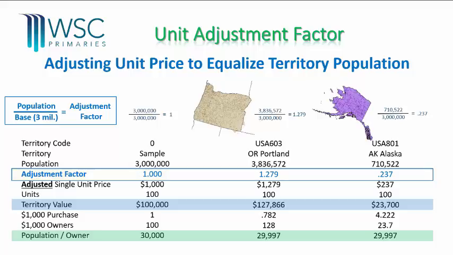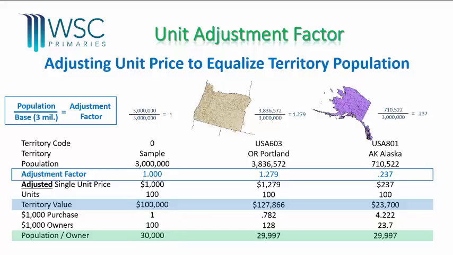So what happens when a territory is slightly larger or slightly smaller? For example, when we go to Portland, we have 3.8 million. If you go to Alaska, you've only got 710,000. So what we do is we divide the population by the base of 3 million and we get our adjustment factor. And without going through all of this, let's just go down to the bottom. What this does is equal the $1,000 purchase. So you can see for the sample, we have $1,000 purchase. How many would we have? Well, we have 100 owners who purchased $1,000 to come up with a $100,000 value for the territory. And because there's 100 owners on 3 million people, each owner would have a population of 30,000 to work with.